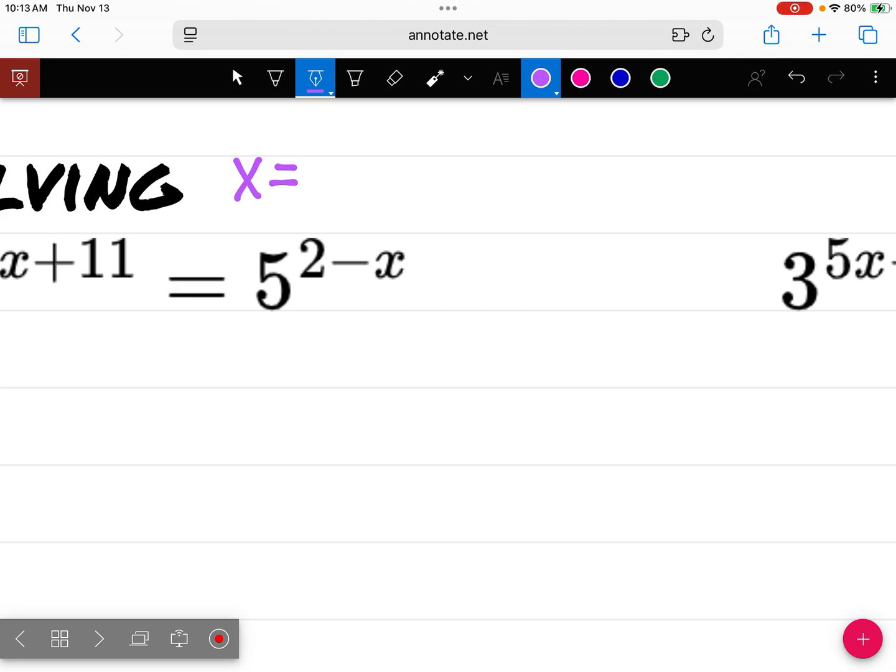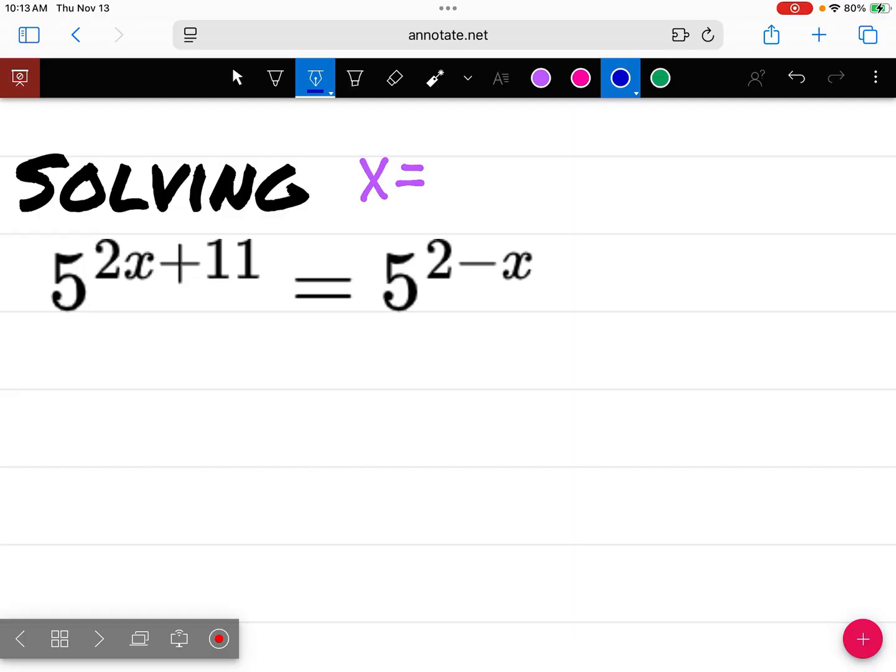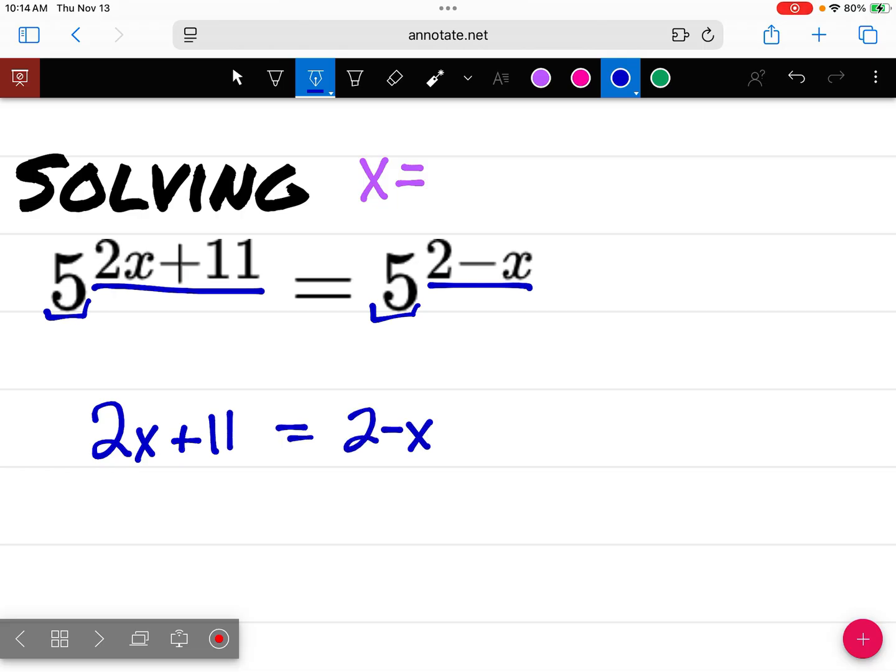And now we did things like this in Algebra 2. How could I solve this? What do I need to do? Yeah, when we have this same base here, 5 to the something equals 5 to the something, I just need those two somethings to match. I need to know, when does 2x plus 11 equal 2 minus x? We can solve that. That's a linear statement.